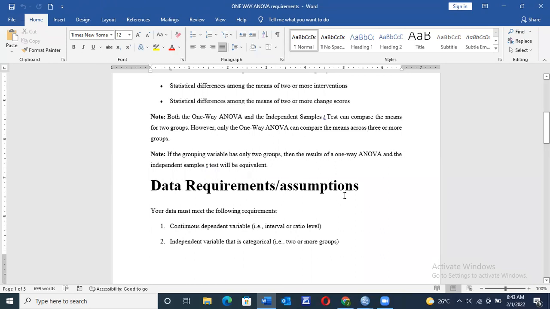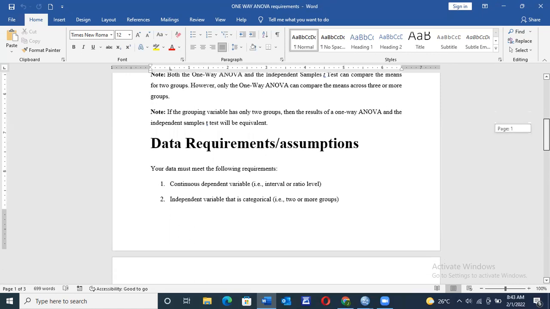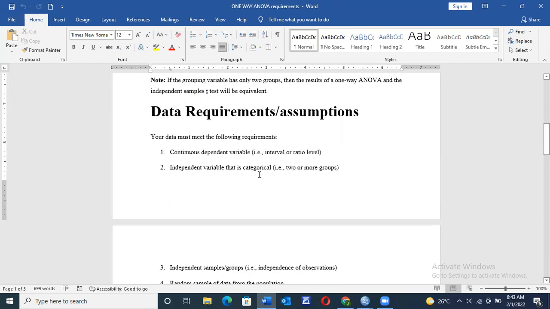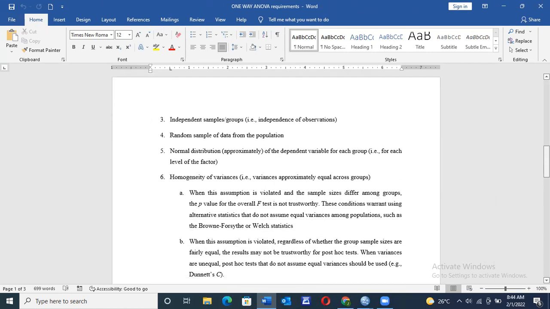So what are some of the assumptions or data requirements for this particular analysis to be done? One, your data must meet some of the requirements. The dependent variable must be continuous, and by continuous, we mean they must be interval or ratio level. Then the independent variable is categorical. By categorical data, I mean nominal or ordinal. Then independent samples or independent observations, meaning there's no relationship between those groups whatsoever. Then random sample, the data has to be randomly selected for this particular analysis.